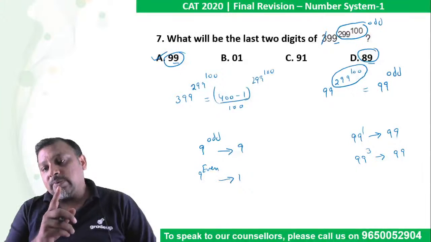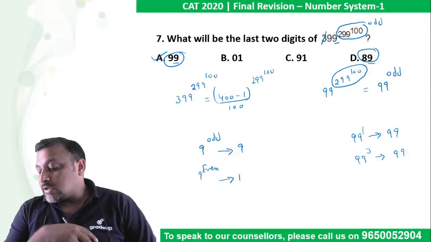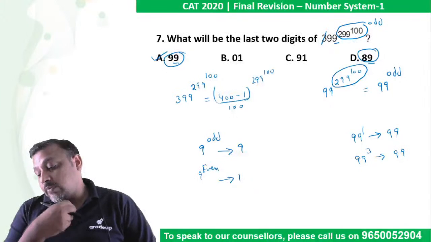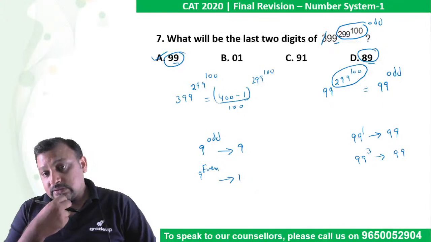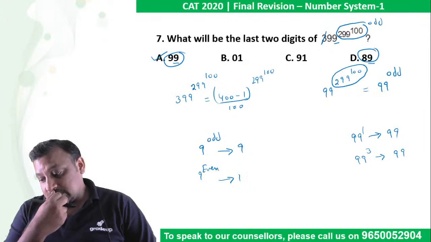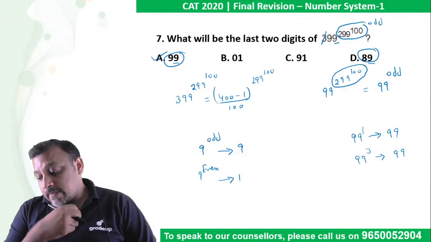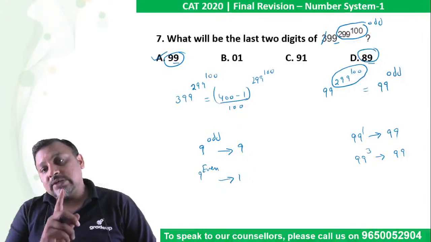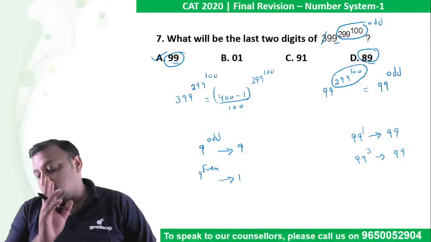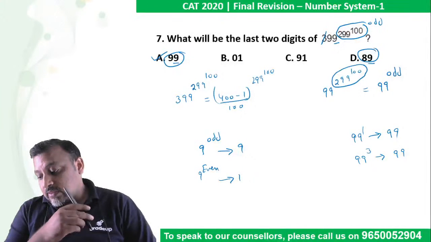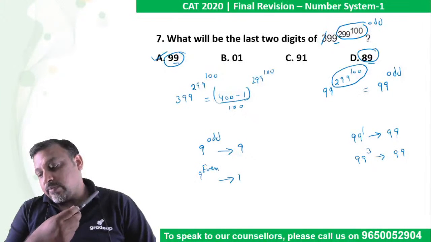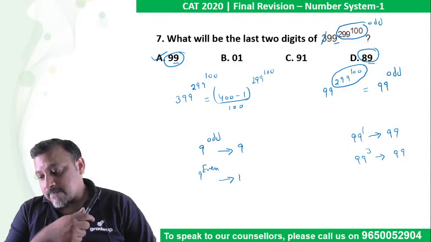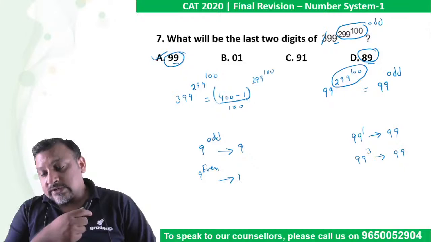If only one option had 9, you could still use the unit digit, but since two options have 9, I cannot use the concept of the unit digit. Is this clear, Manoj? Using the unit digit you can only say the answer is one of A and D, but you cannot say which one. You will have to look at the tens digit. Is this clear to everyone?